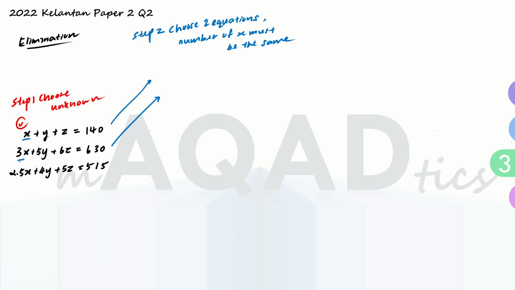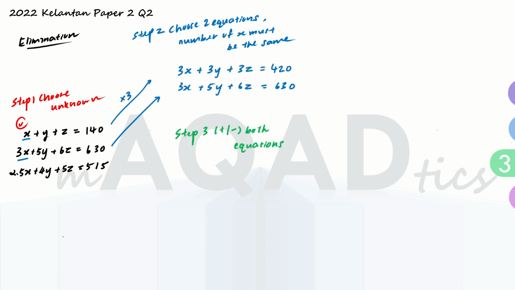The numbers of x is different. One is 1 and one is 3. So to ensure they are the same, I would need to multiply the first equation with 3. Why we need to do so is because for step 3, we can either add or minus both equations together to make the x disappear. So since the signs for x are the same, we can subtract both equations together. As you can see, our x disappears.